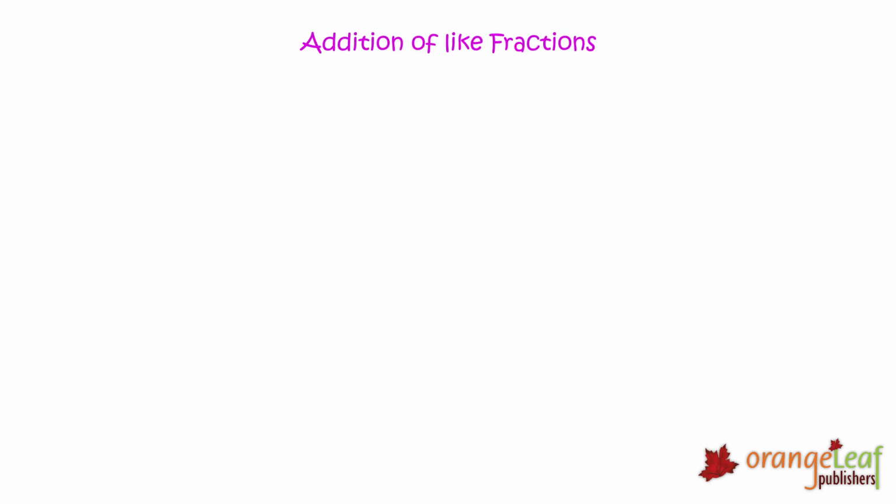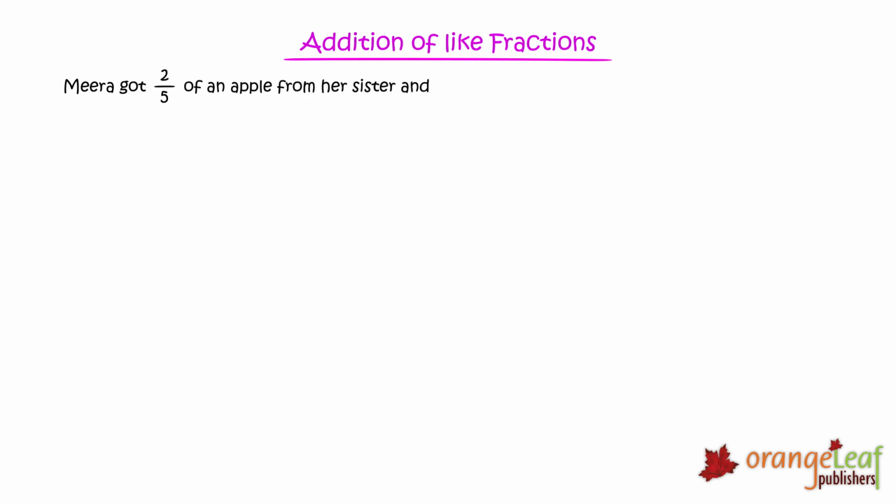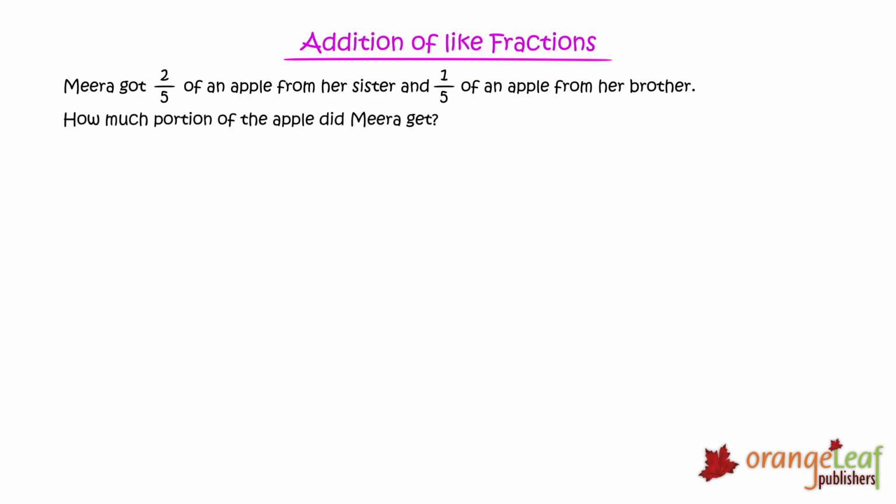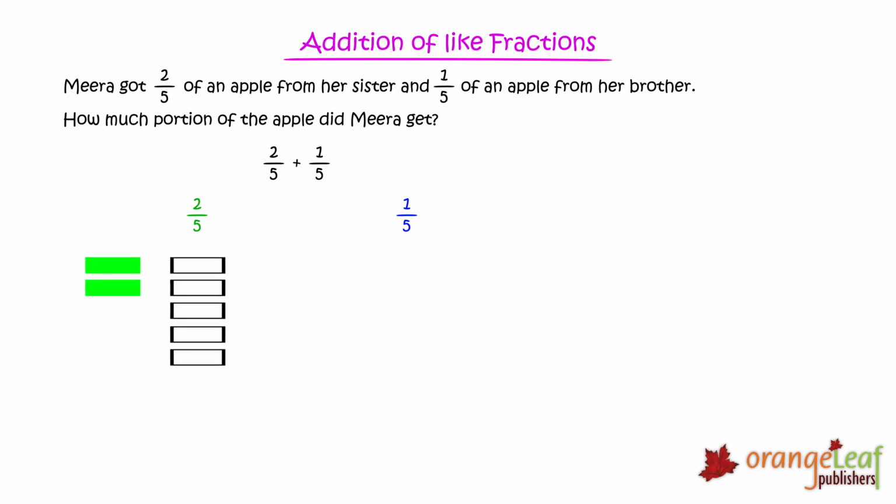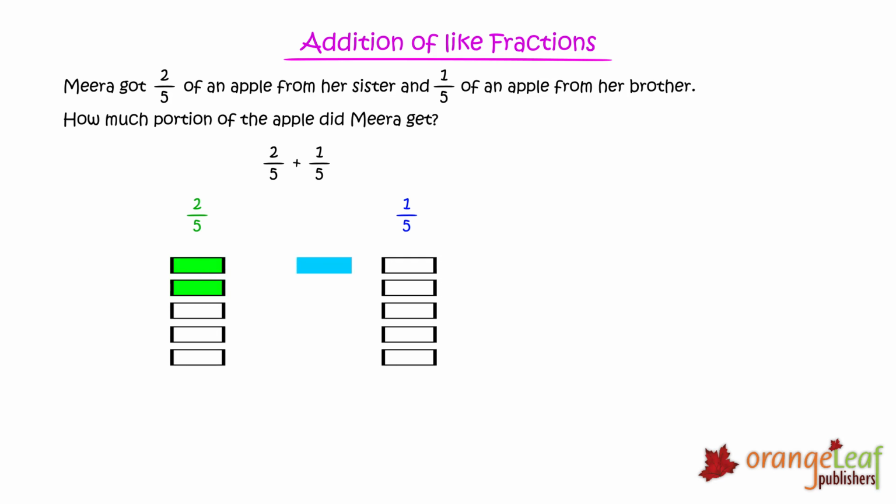Addition of like fractions. Meera got 2 by 5 of an apple from her sister and 1 by 5 of an apple from her brother. How much portion of the apple did Meera get? We must know how to add two fractions to answer such questions. Consider the fractions 2 by 5 and 1 by 5. The fraction 2 by 5 is represented as, the fraction 1 by 5 is represented as, represent 2 by 5 and 1 by 5 in the same figure.